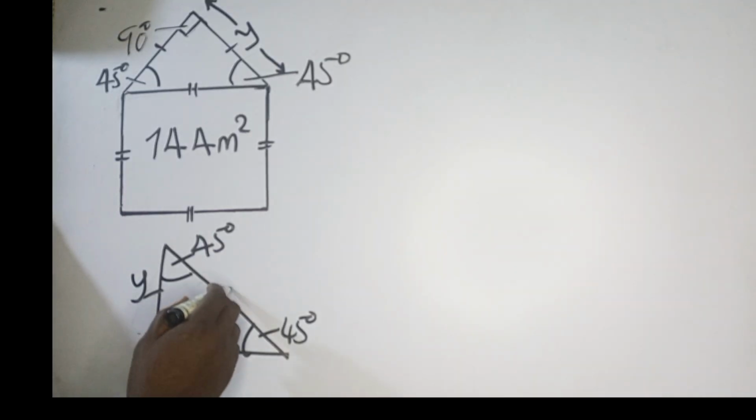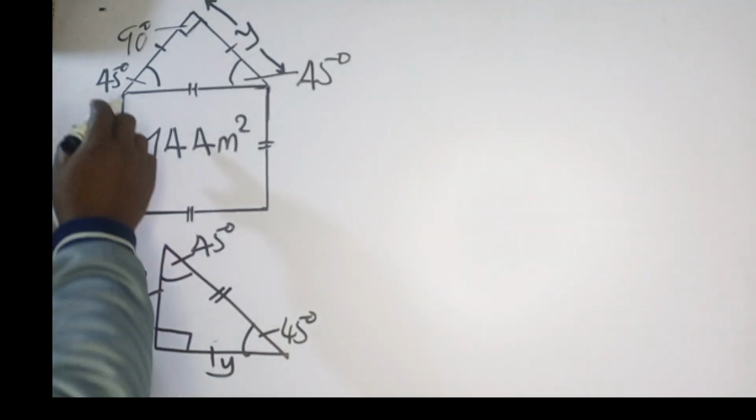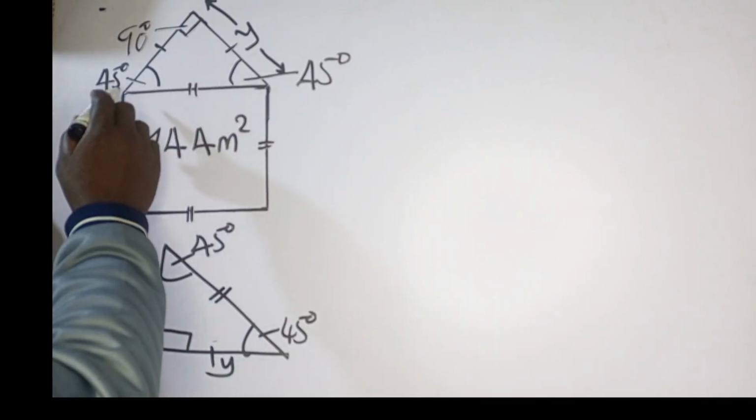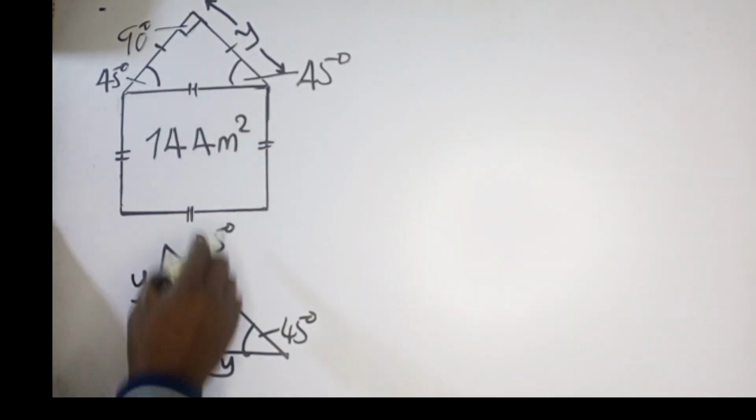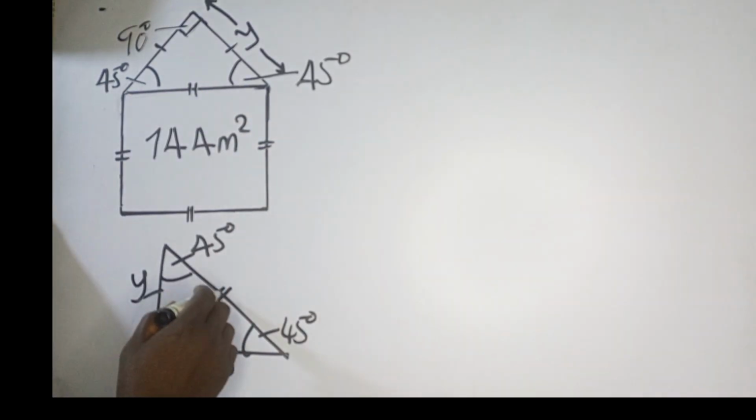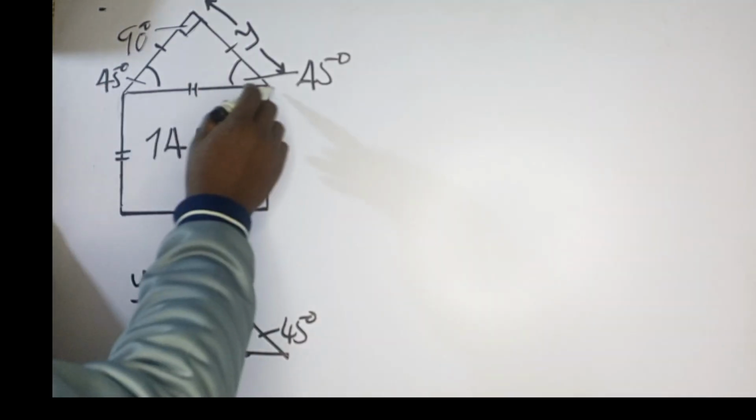We need to know this side. Remember, this side is actually this side of the square. This side of the square. Here it is. So we need to get this value. How do we get that value of this side?